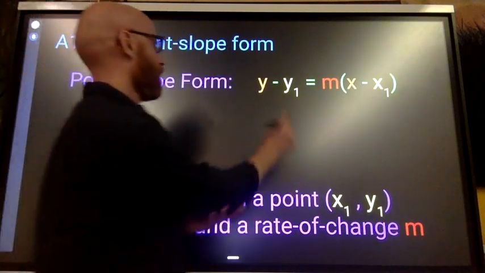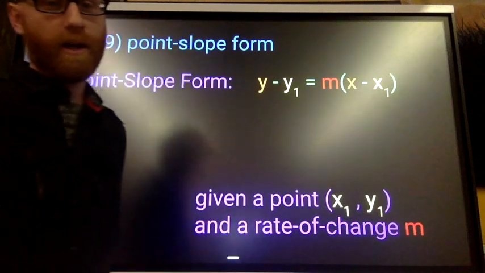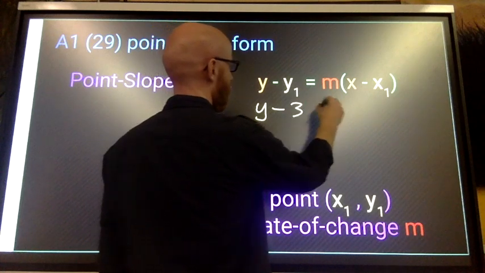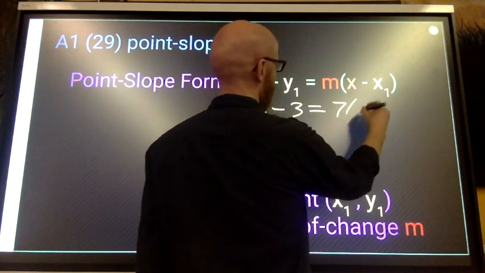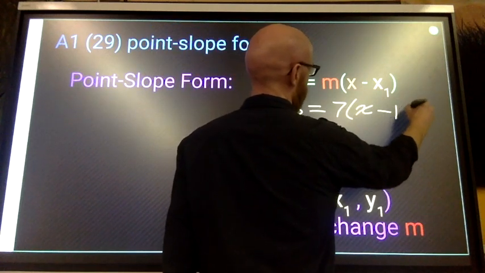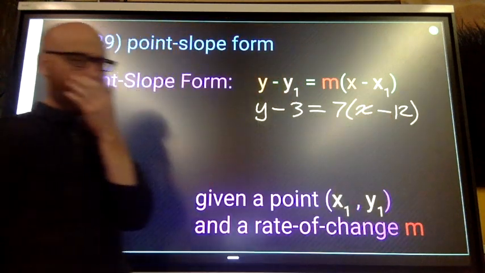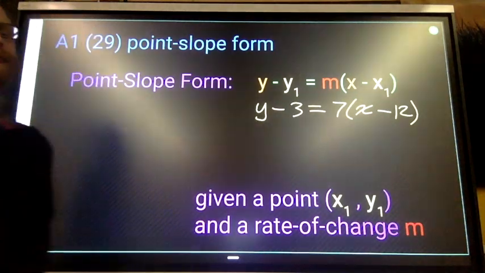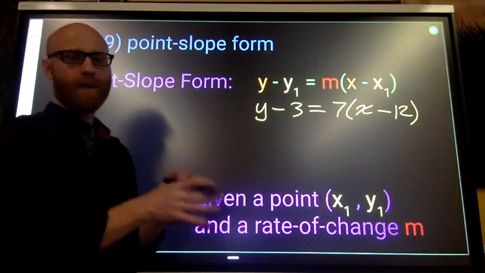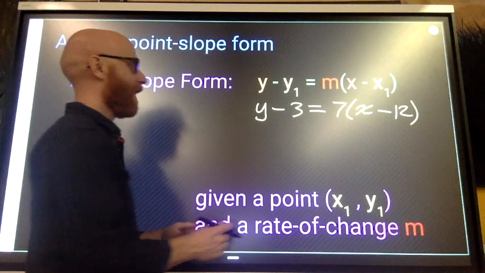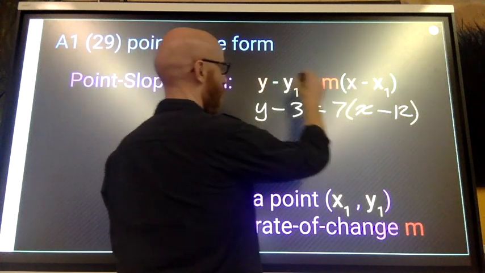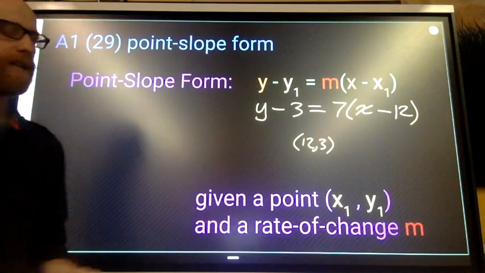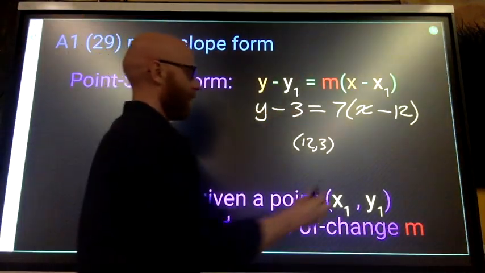Alright, so for example, if I were to put numbers where the numbers go, you might have something like this. Y minus 3 equals 7 times x minus 12. Okay, that would be an equation in point slope form. And if I had an equation in point slope form, that would be telling me that one of the points on my graph is (12, 3). And it would also be telling me that the slope of my graph is 7.